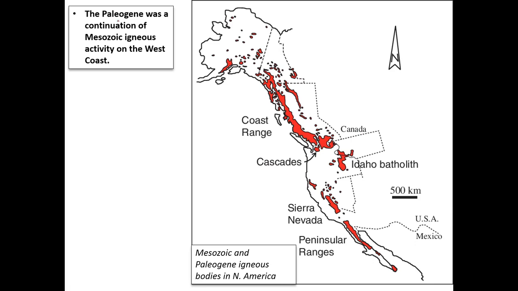So the Paleogene was one of continuous Mesozoic igneous activity on the West Coast. That's when you had the emplacement of the Sierra Nevada batholith, the Idaho batholith. And we're going to have that igneous activity continuing on into the Cenozoic with the Cascades.